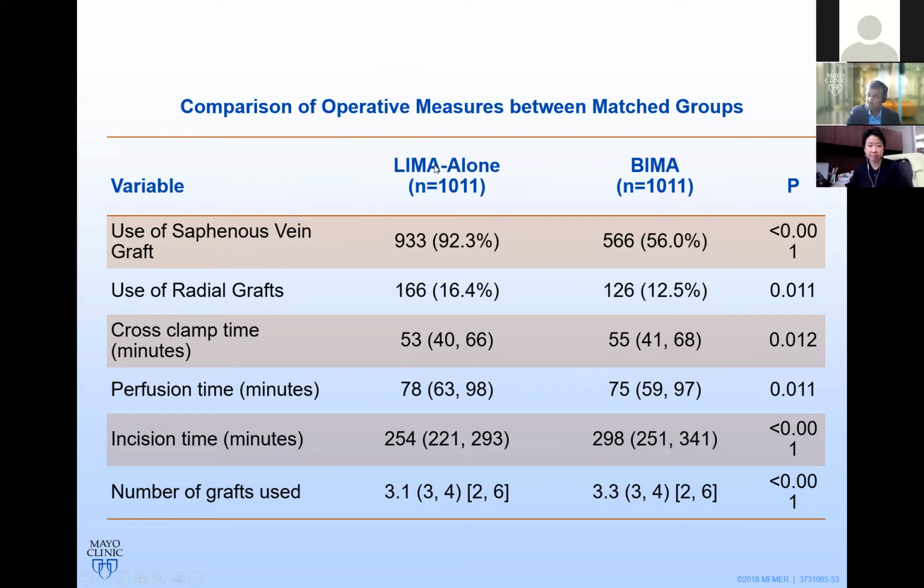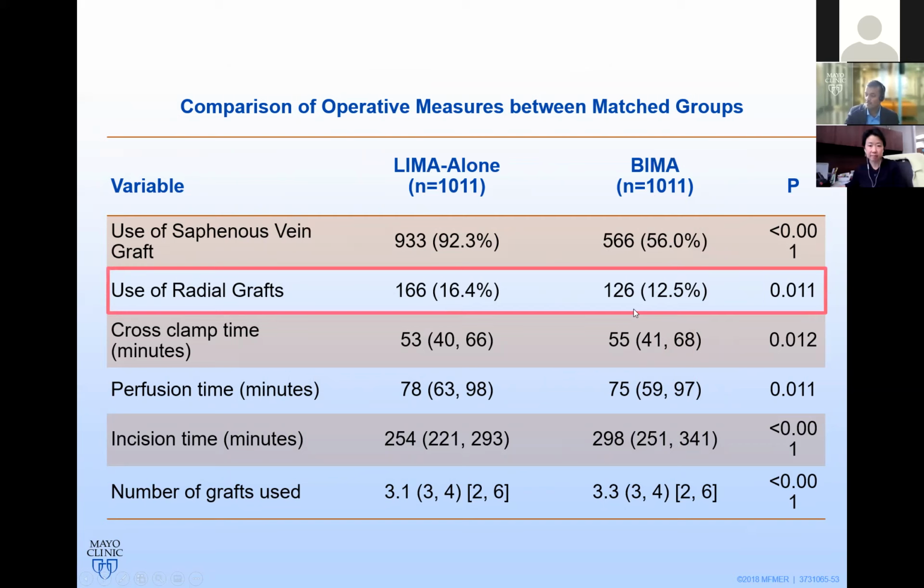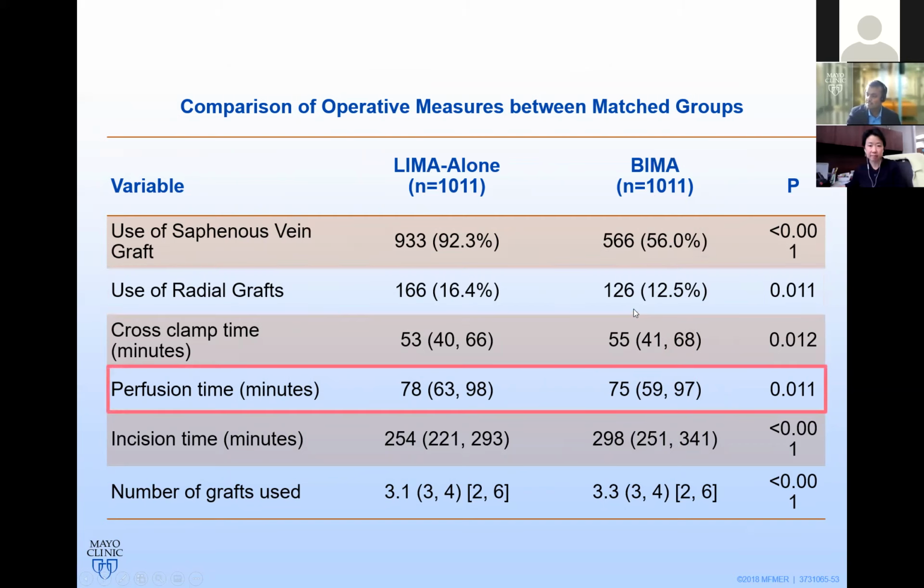Radial artery were more often used in the lima alone group compared to the bilateral internal mammary artery group. And interestingly, the use of heart and lung machine, in terms of perfusion time, how long we used the heart and lung machine, was somewhat lower in the bilateral internal mammary artery group. Other than that, the results were comparable, but yes, the cross-clamp time was higher in the bilateral internal mammary artery group, which was expected. The incision time, how much time the patient was in the OR, was of course longer in the bilateral internal mammary artery group because it took longer to harvest the conduits.